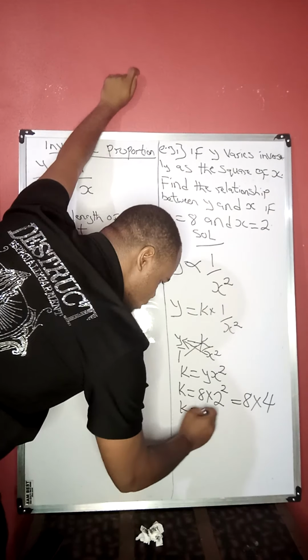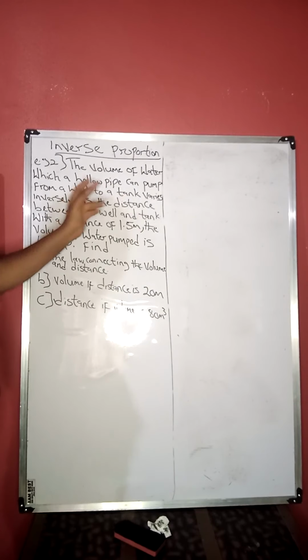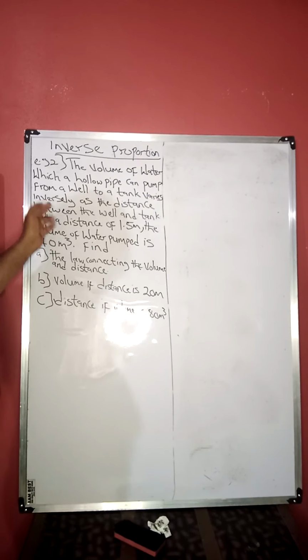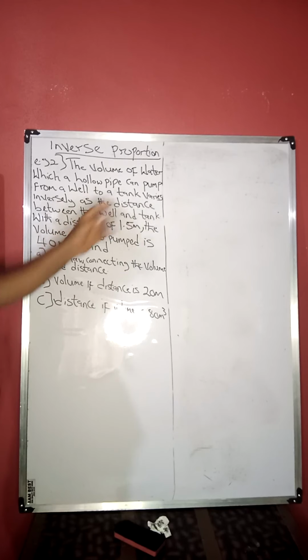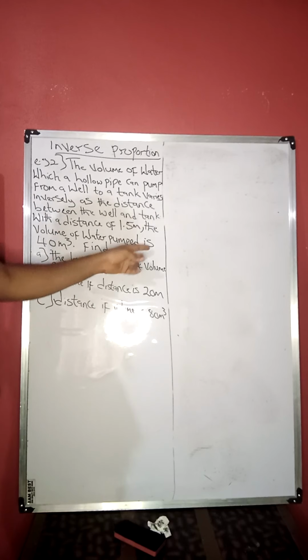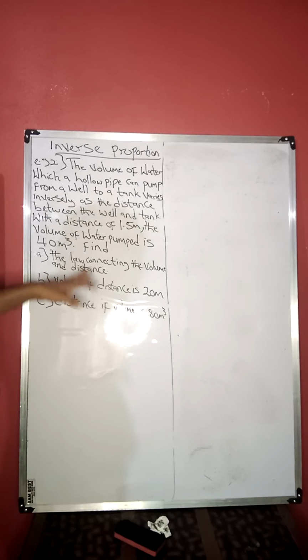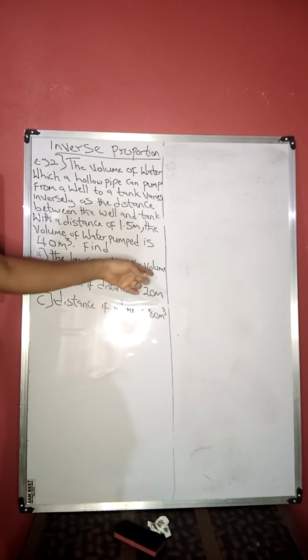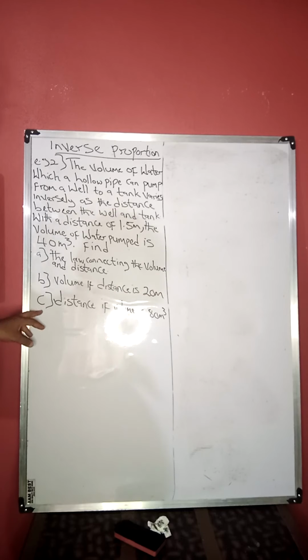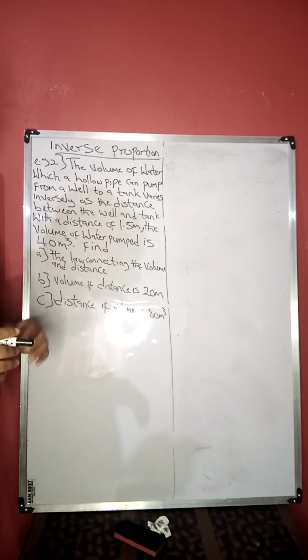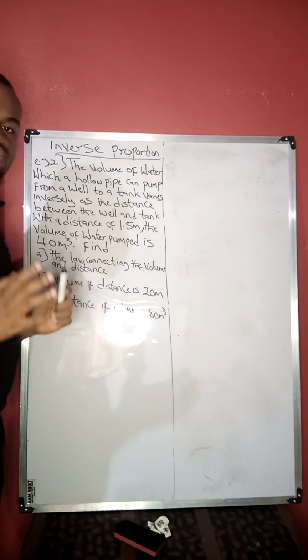Alright, example 2 says what? The volume of water which a hollow pipe can pump from a well to a tank varies inversely as the distance between the well and the tank. With a distance of 1.5 meter, the volume of water pumped is 40 meter cube. The first question says find the law connecting the volume and distance. The second question says find the volume if distance is 20 meter. And the C part of the question says find distance if volume is 80 meter cube. Alright, let's quickly dive into our solution.